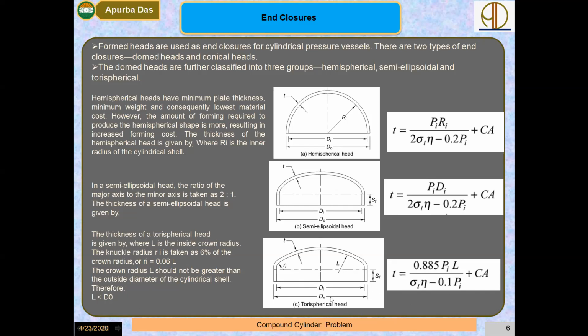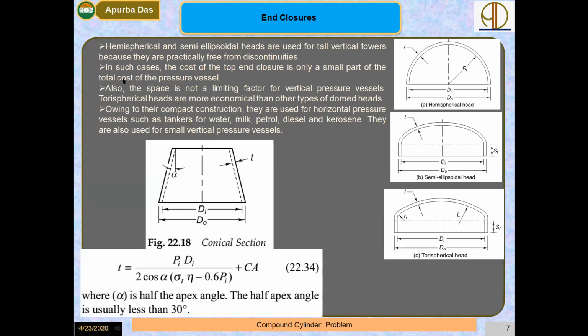toruspherical head case. Now another type of head, that is conical. For this conical head, the conical section thickness is given by this formula, where you can see that alpha is half of the apex angle, and half of the apex angle is usually taken as less than 30 degrees. So it will go like this, and if you take this truncated section, this becomes half of the apex angle alpha.